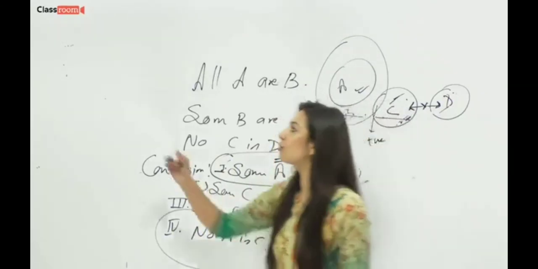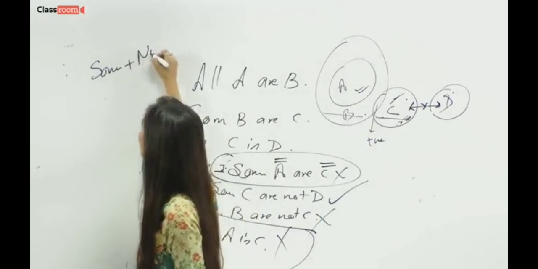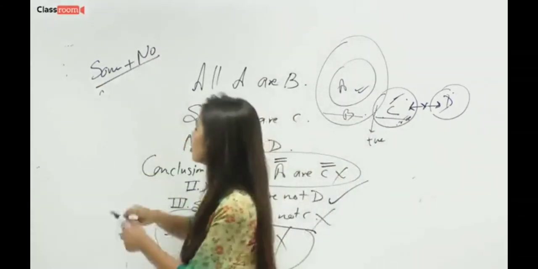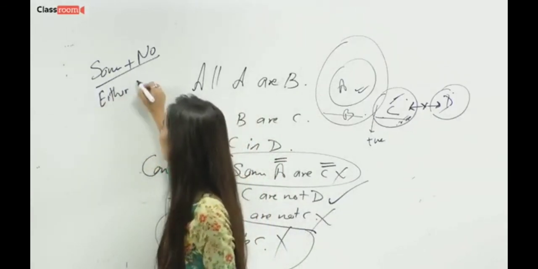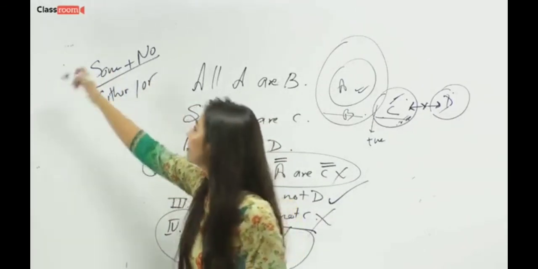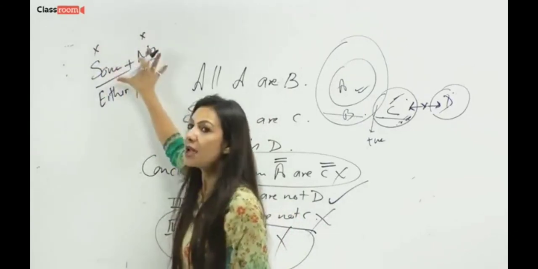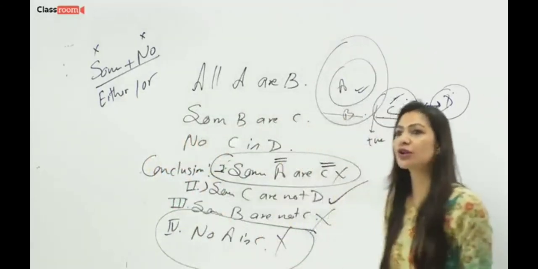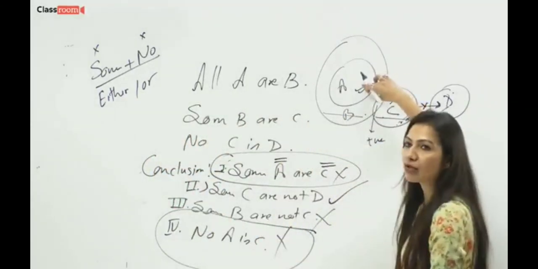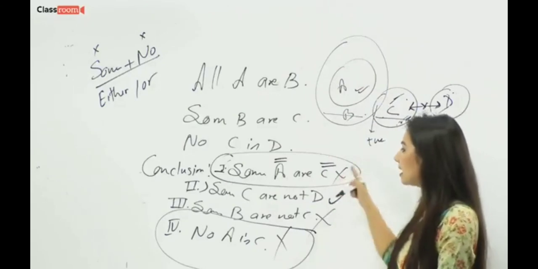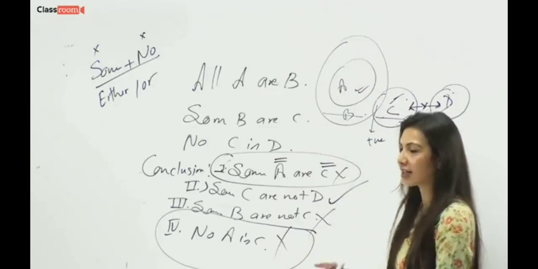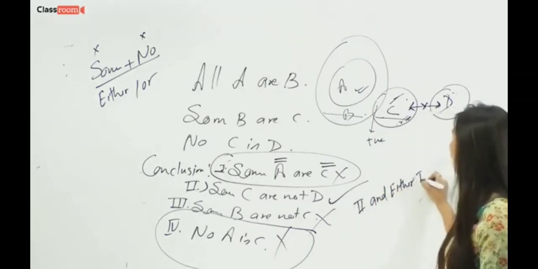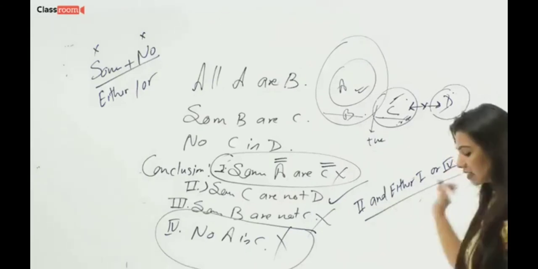I said to you that some plus no makes a complementary pair, which we write as an either-or condition. If individually some is wrong and individually no is wrong, but for the same subject and object, it is given, it is a condition of either-or, because one is going to be definitely right. I am not having anything about A and C, but I am confirmed that either the first or the fourth, one is going to be definitely correct. So the answer will be second and either 1 or 4. This is the answer.